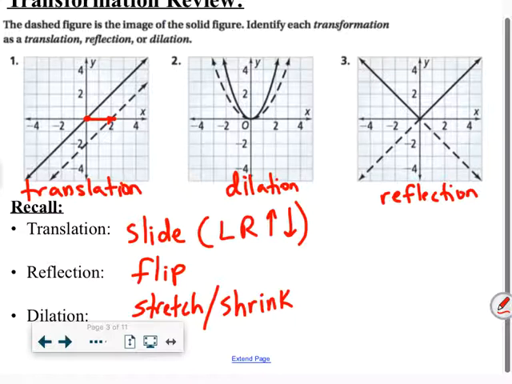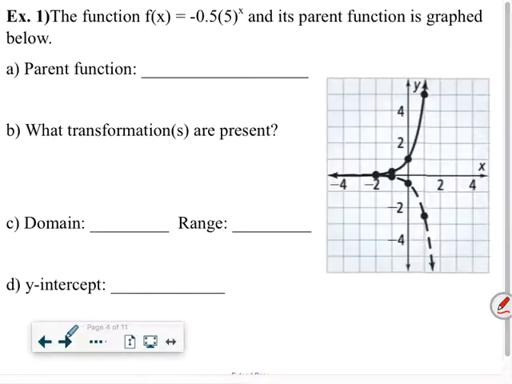So ready to go. So the function f of x is negative 0.5 times 5 to the x. And the parent function is graphed below. So what is the parent function? Does anybody know what it is? I didn't give it to you. No, I mean, what's the equation? No, that's this one. Negative 0.5 to the 5x. But what would the original have been? What would be the equation? Like, what was the starting equation?